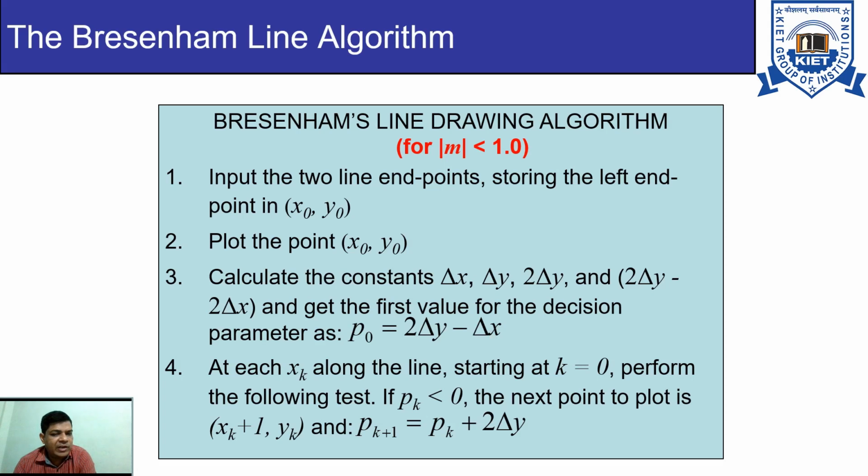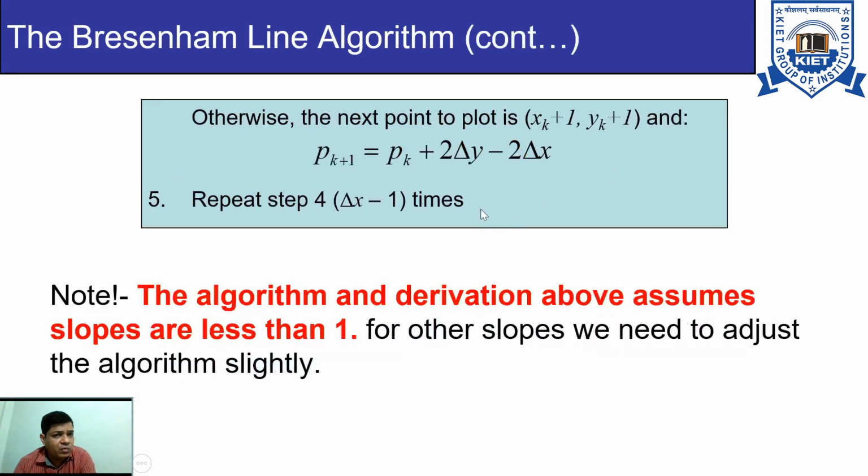Now, whenever you are calculating the value of initial pixel parameter, if the value is coming less than 0, in that case you are going to activate the pixel at position xk plus 1 comma yk, and the next pixel parameter is given as pk plus 1 is equals to pk plus 2 delta y. While in the other case, you are activating the pixel xk plus 1 comma yk plus 1, and the next pixel parameter is given as pk plus 1 is equals to pk plus 2 delta y minus 2 delta x, and you have to repeat these two steps for delta x minus 1 times.